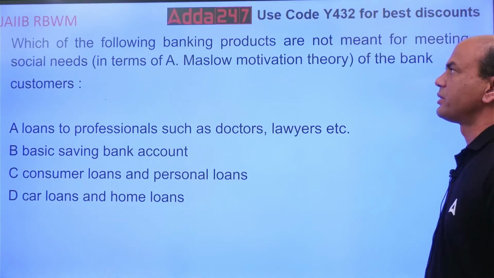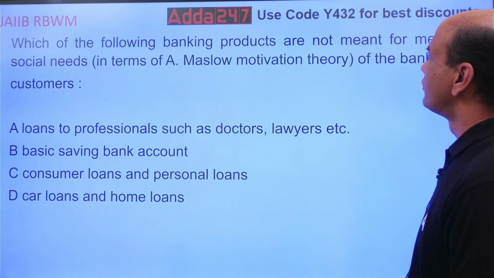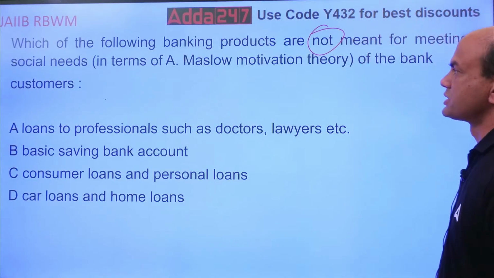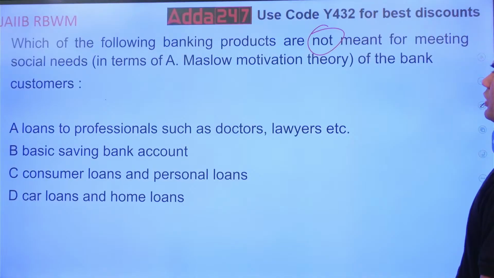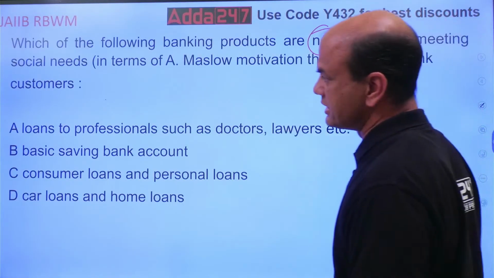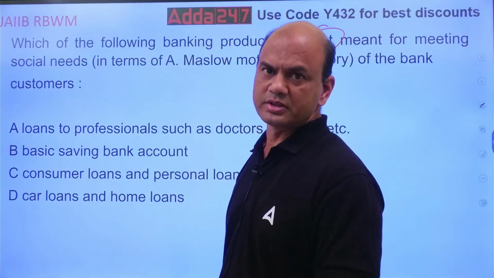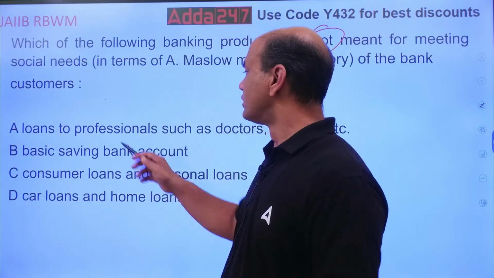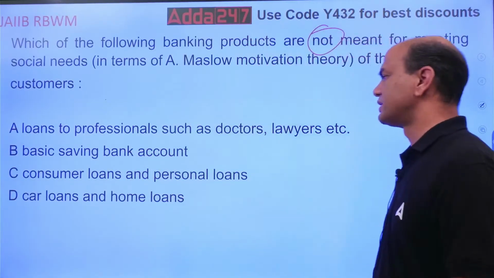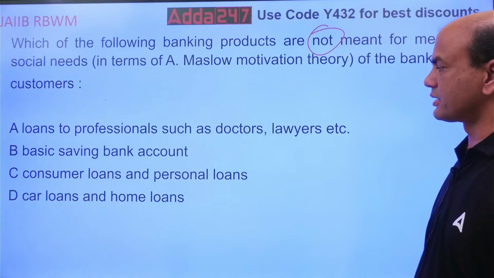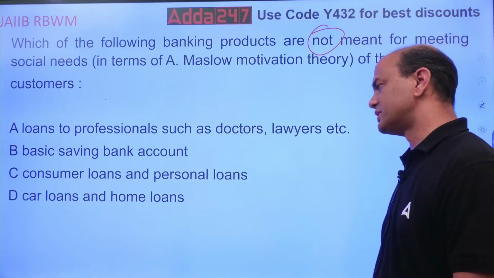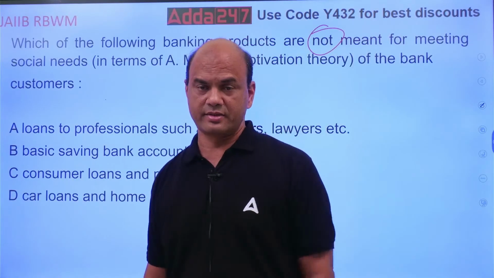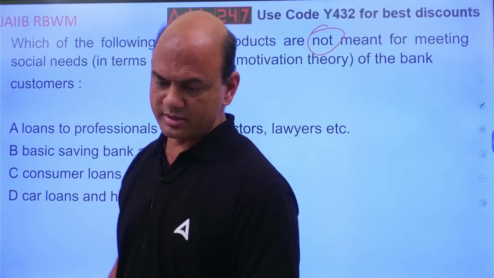Which of the following banking products are not meant for, focus on this word not meant for, meeting social needs of the bank customer? Social means level number 3. Physiological, safety, social, esteem, actualization. Level number 3. Loans to professionals such as doctors and lawyers. Basic saving bank account. Consumer loans and personal loans. Car loans and home loans. Which of them is not meant?